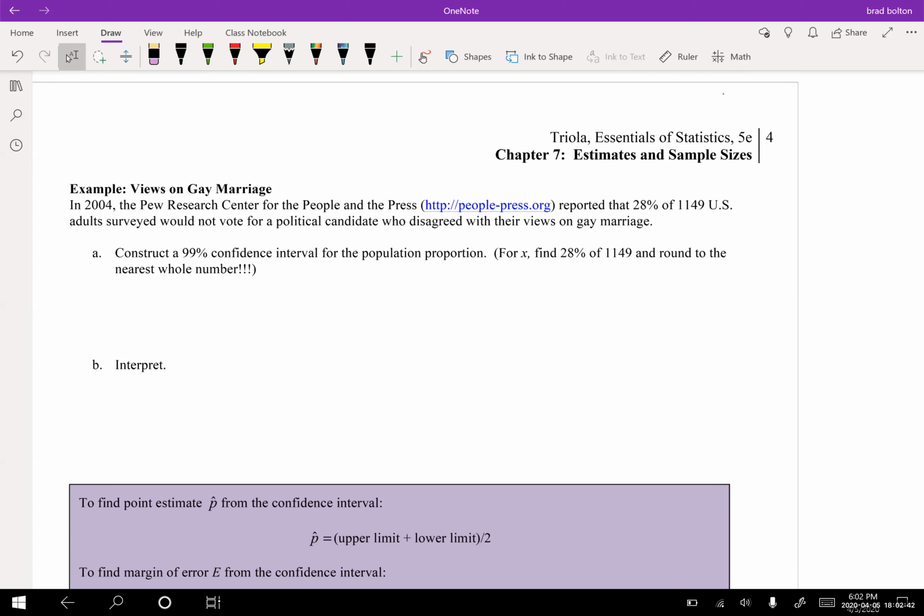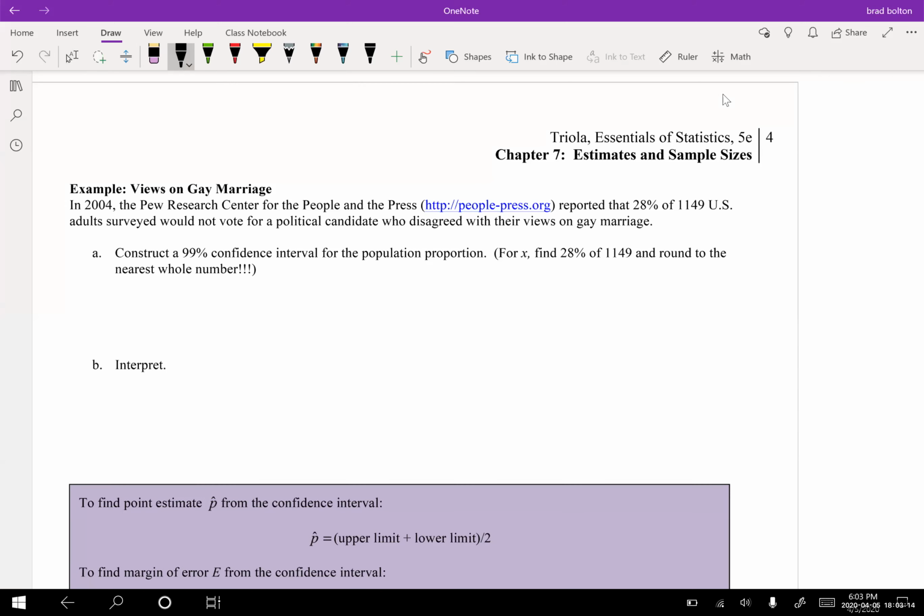Okay, so it says in 2004, the Pew Research Center for People and Press reported that 28% of 1,149 US adults surveyed would not vote for a political candidate who disagreed with their views on gay marriage. So it says construct a 99% confidence interval for the population proportion. For X, find 28% of 1149. So sometimes you'll have to do this and you round to the nearest whole number. So we're going to do that real quick. So we're going to find our X, okay?